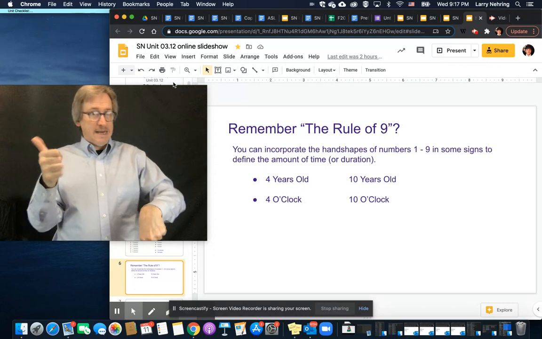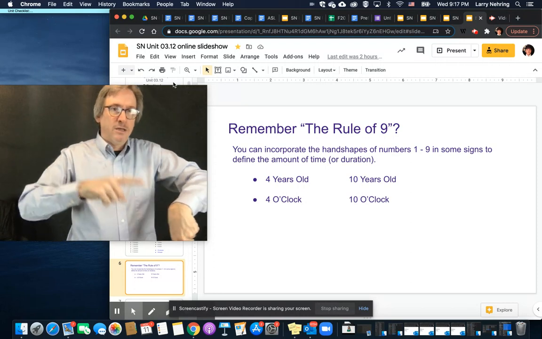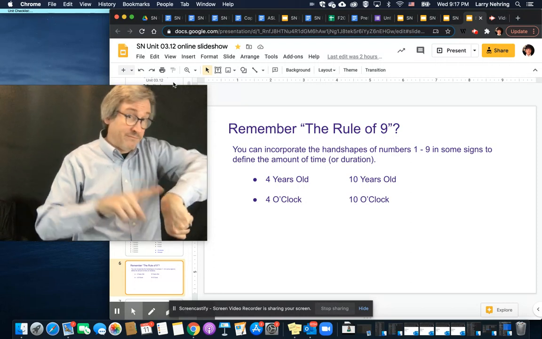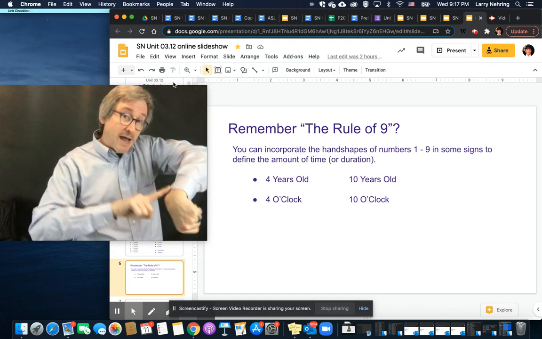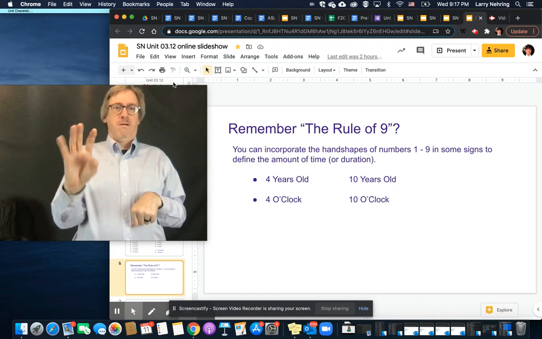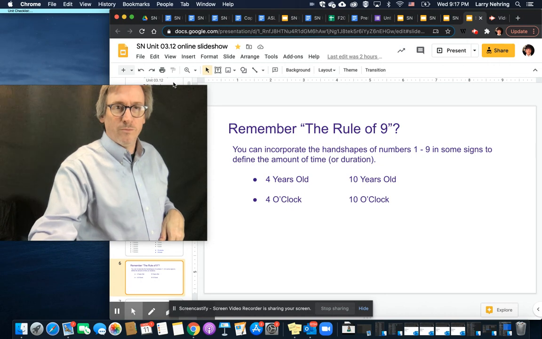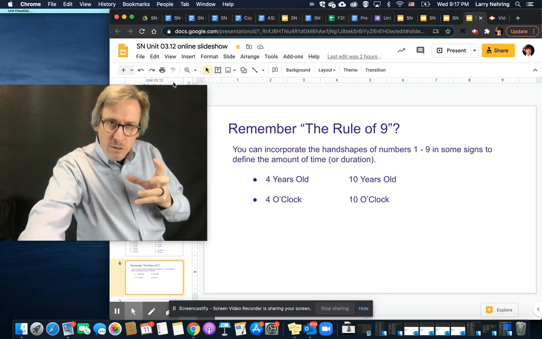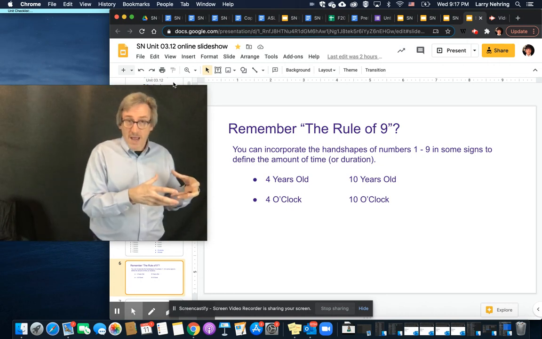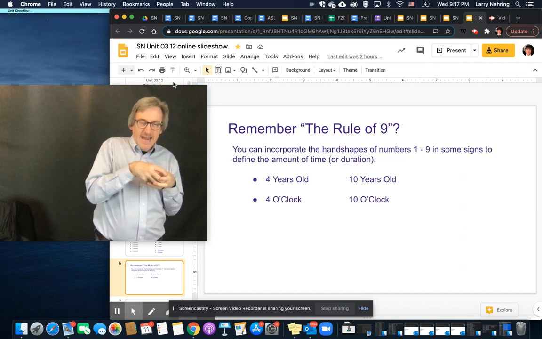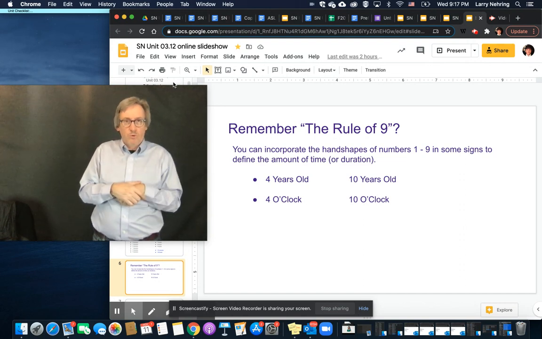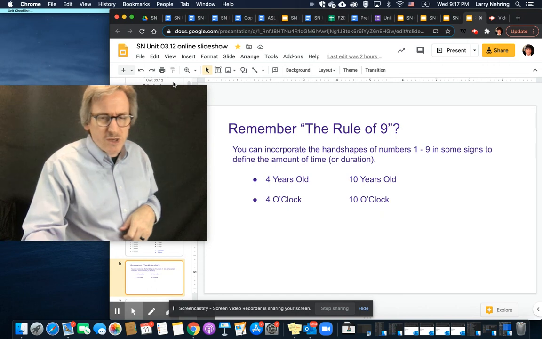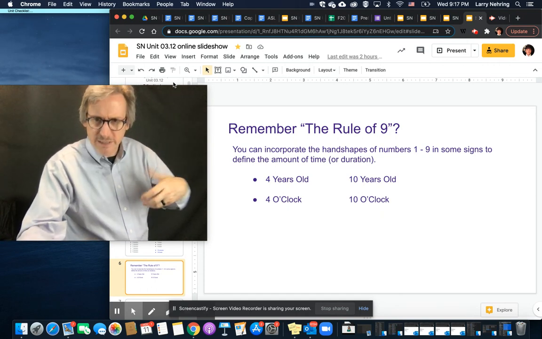Same thing with 10 o'clock, 11 o'clock, 12 o'clock, 18, right? Or time 2400, if you're preferring military time. So those are the two concepts of the rule of 9. You can use 1 to 9, and it's mostly time signs. That's all you really need to worry about, because there aren't that many things that we count in that way.